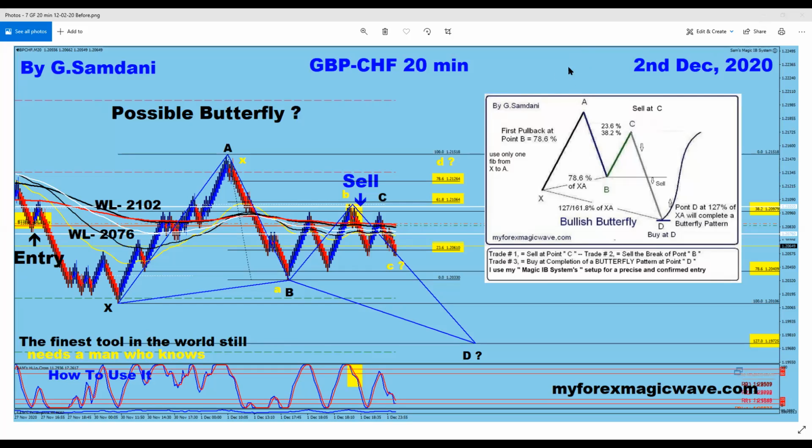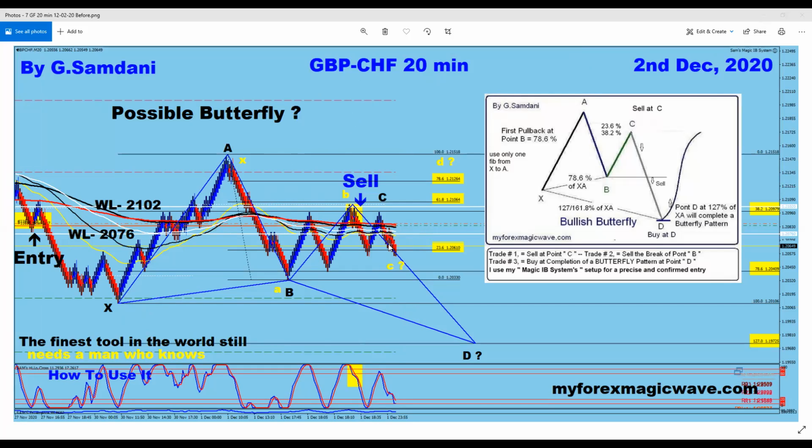I made a video yesterday about the pound franc 20-minute chart. This is the chart that I showed in that video. This is the setup as well as my entry. I'm showing my entry here, a short entry from this Magic IB system setup. I said these are the two possibilities. 90% possibility is to the downside. That's why I opened the trade, and it is the current setup.